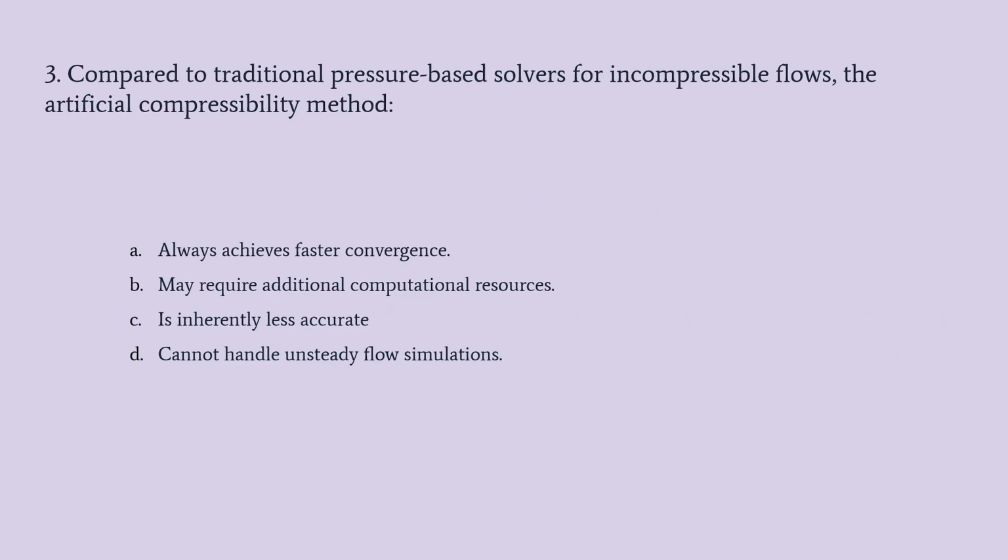Next question, question 3. Compared to traditional pressure based solvers for incompressible flows, the artificial compressibility method has which of the following? So the question is to compare pressure based solvers for incompressible flow and the artificial compressibility method. Options are: A, our artificial compressibility method always achieves faster convergence. Option B, it may require additional computational resources. Option C, artificial compressibility method is inherently less accurate. Option D, it cannot handle unsteady flow simulations. Try to answer the question.